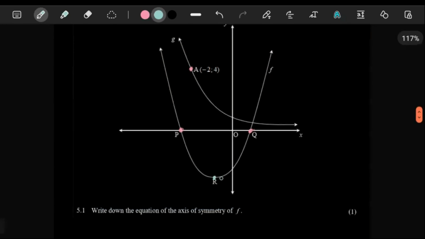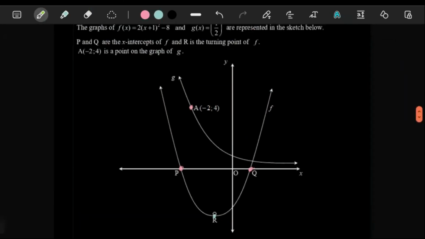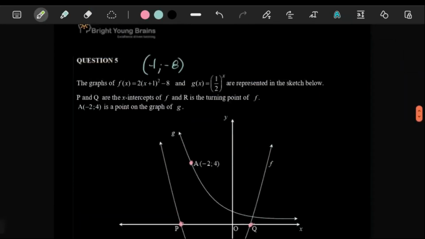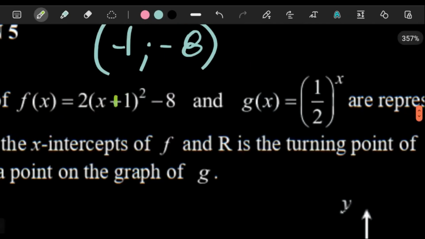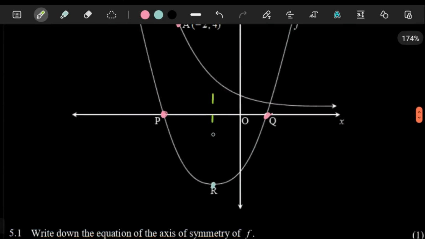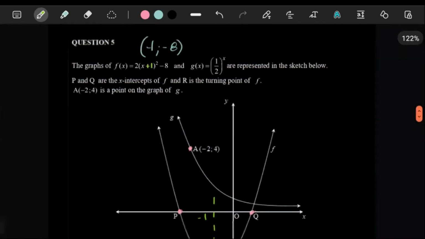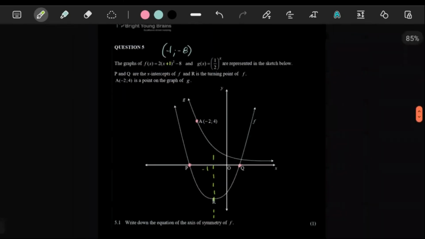You can see this is already on the negative side of our Cartesian plane. And we know for sure it's -1 because of this value here. We said for the x value of the turning point, you always take the opposite of this value. So already we can see that the x value here is going to be -1. And then they said A is this coordinate. It is a point on the graph of g, which is our exponential graph.